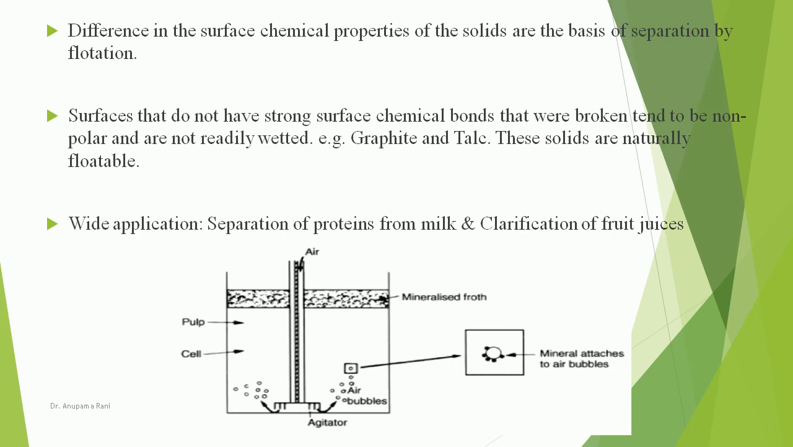Surfaces that do not have strong surface chemical bonds that were broken tend to be non-polar and are not readily wetted, e.g. graphite and talc. These solids are naturally floatable. The wide applications are separation of proteins from milk and clarification of fruit juices.